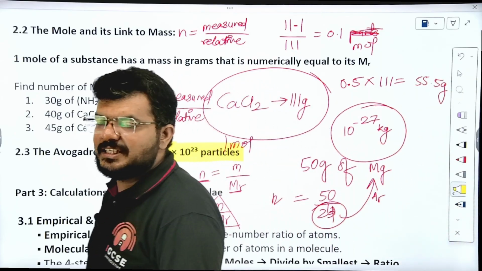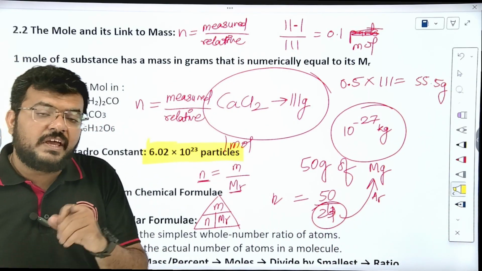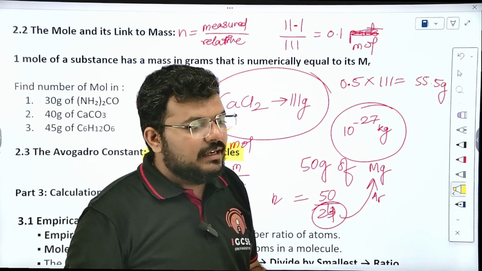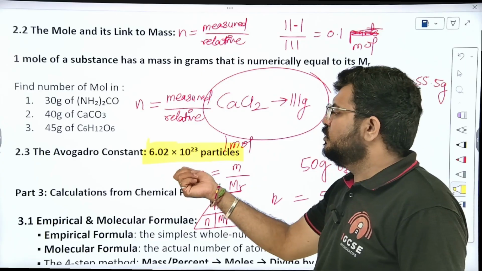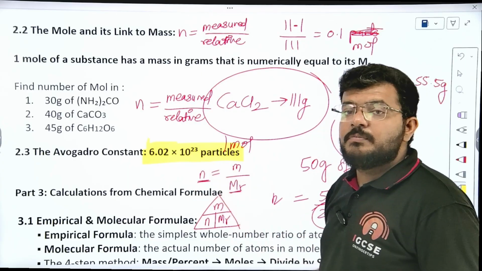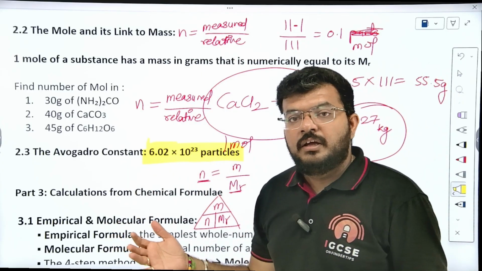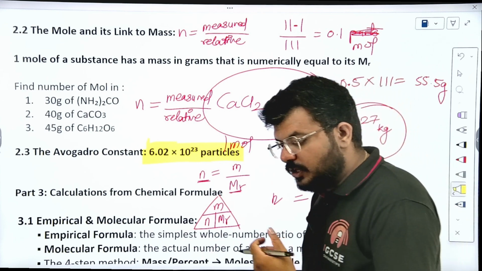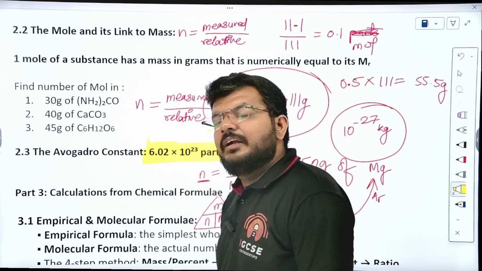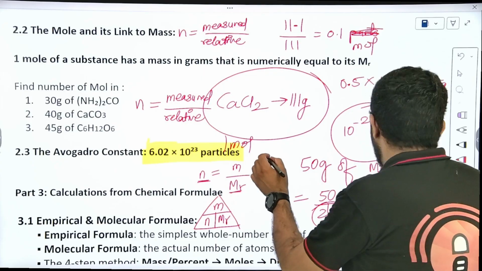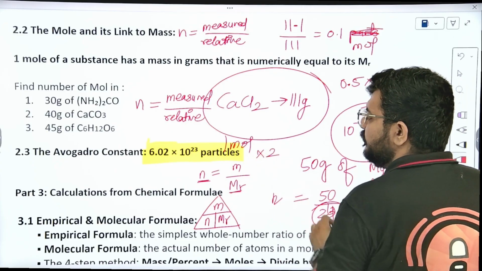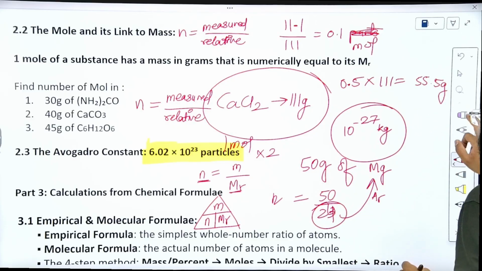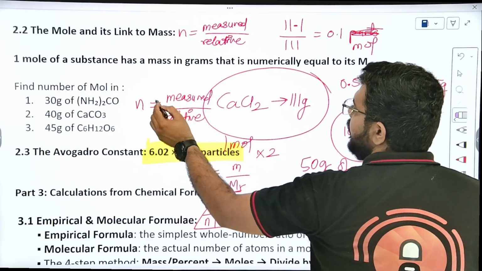Now, just like I said, that 1 mole of calcium chloride, right, it will in its lattice contain 6.02 into 10 to the power 23 particles of calcium chloride. But how many chlorine atoms will it contain? It will contain these many multiplied by 2, right? Let me erase everything else and I'll just explain it to you.